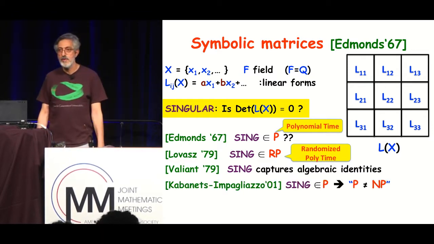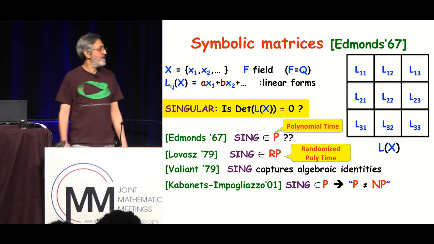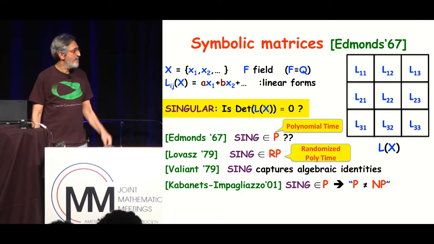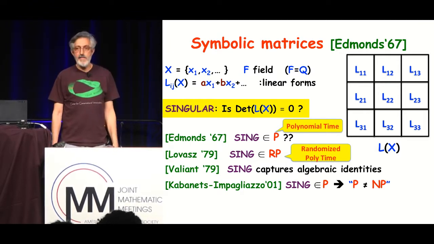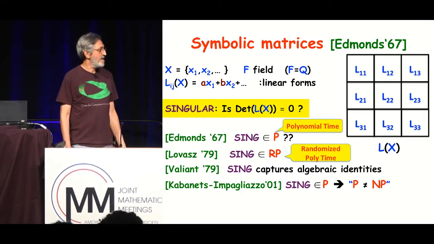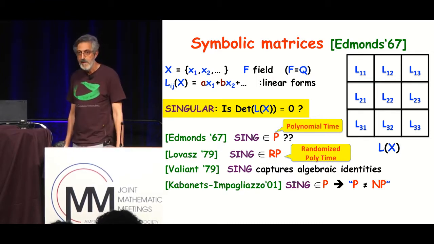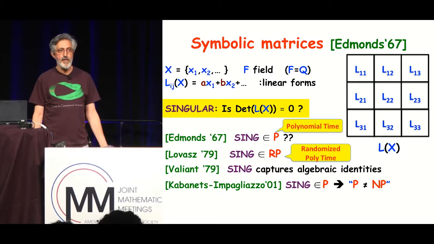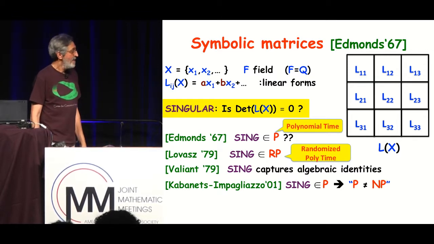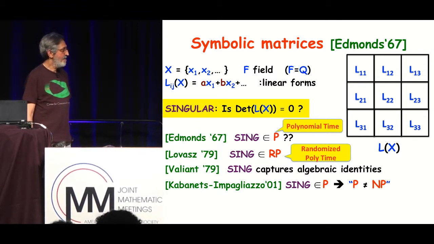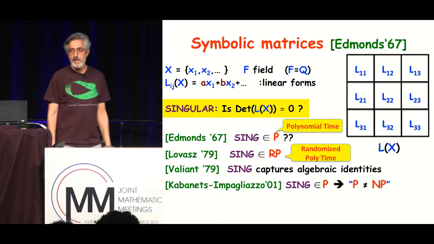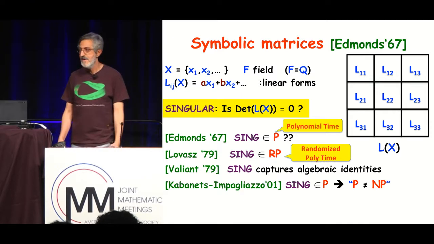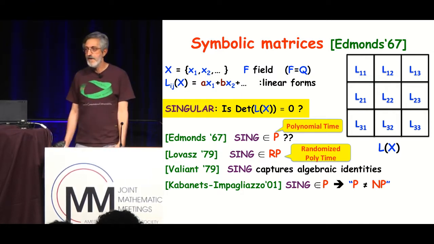But there is a much stronger reason that was discovered later, around 2000, by Kabanets and Impagliazzo, which is truly amazing. I mean, you should stare at it and try to appreciate what it says. It says that if you find an efficient polynomial time algorithm for this problem, testing singularity of symbolic matrices, then you proved something like, it's in quotes, but you proved something like our major goal in life: P is different than NP.